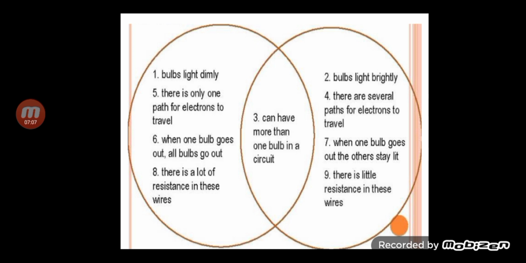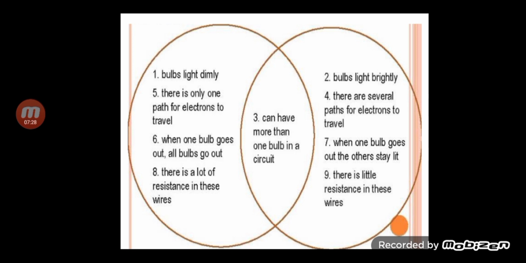A similarity between both circuits is that they can have more than one bulb in a circuit. In a series circuit, there is only one path for the electrons to travel, but in parallel, there is more than one path. When one bulb goes out, all bulbs go out in a series circuit. In parallel, when one bulb goes out, the others stay lit.